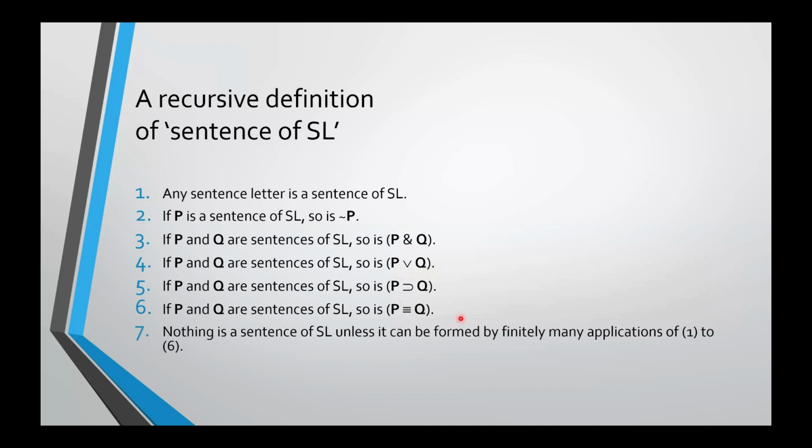And last, we have the proviso. Nothing is a sentence of SL unless it can be formed by finitely many applications of 1 to 6. Note the finitely many applications here. That actually does 2 things. One, it specifies that this definition is complete because all the sentences of SL are going to be produced by this definition. The other thing that it does, though, is it specifies sentences of SL must be finitely long.